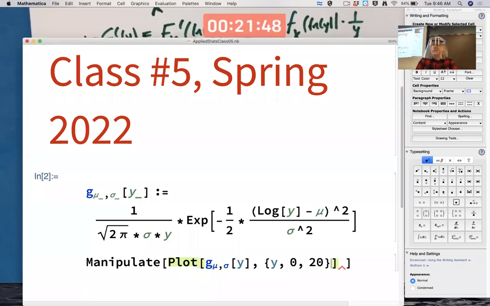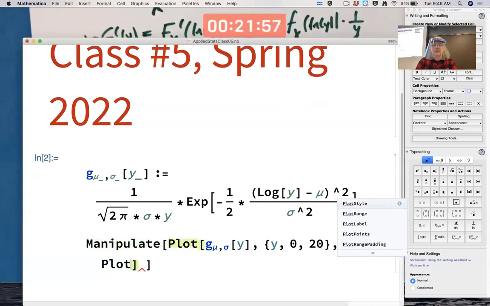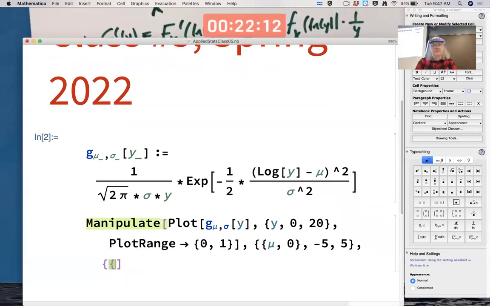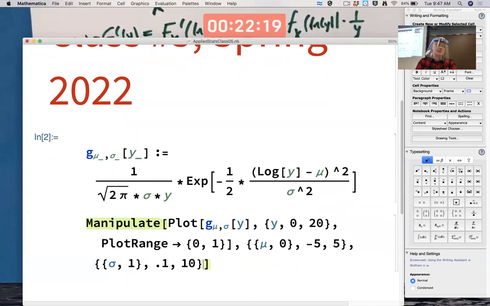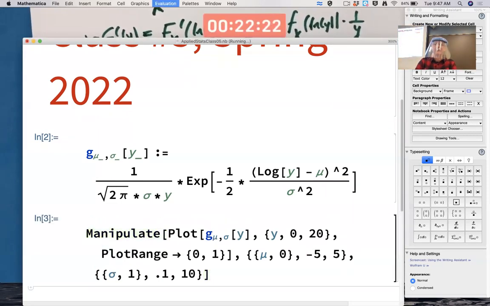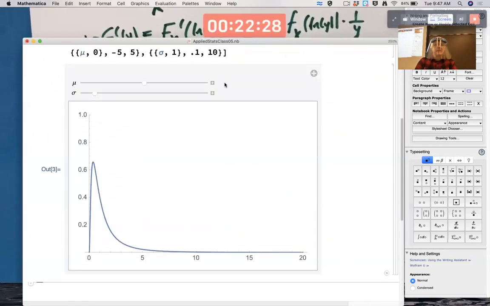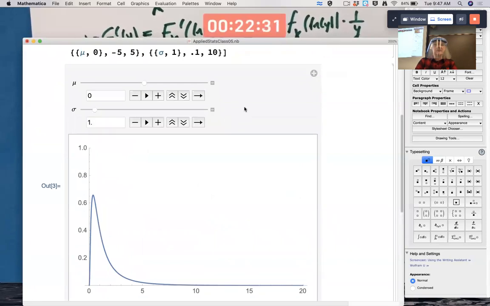Oh, maybe I should go up to 20 here to allow myself to capture some high outliers when x is close to 3. Start mu at 0, let it go down to negative 3 and up to positive 3. Negative 5 to 5. Start sigma at 1, let it go down as low as 0.1 and as high as 10 maybe. That's the syntax for letting those things happen. There is what the PDF of y looks like when mu is 0 and sigma is 1.